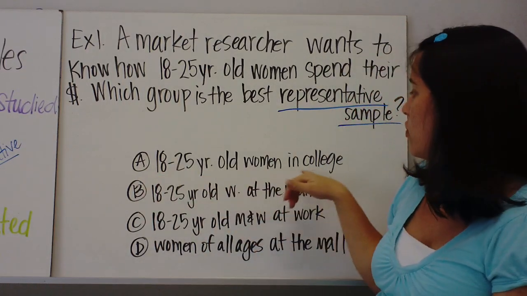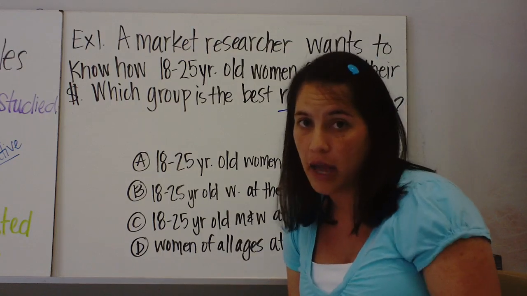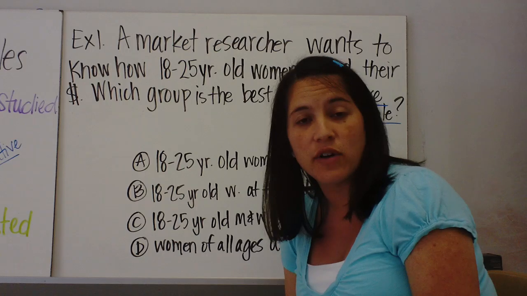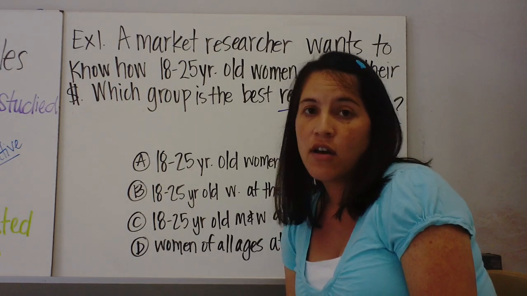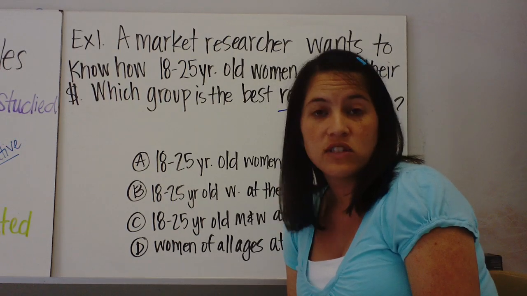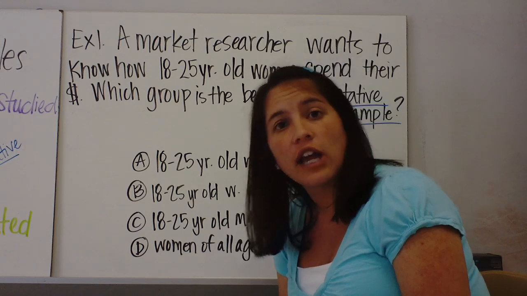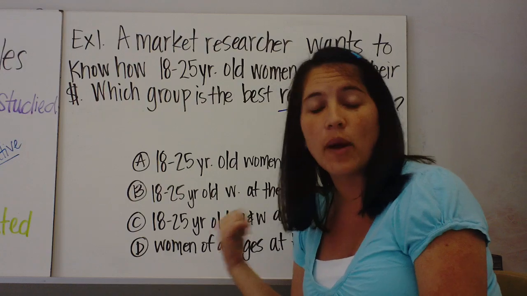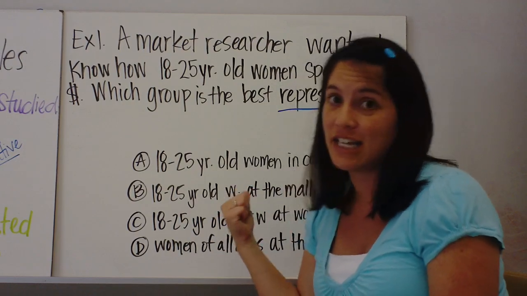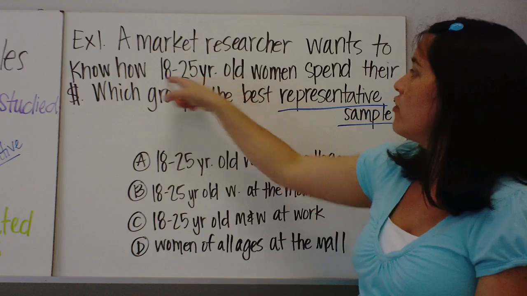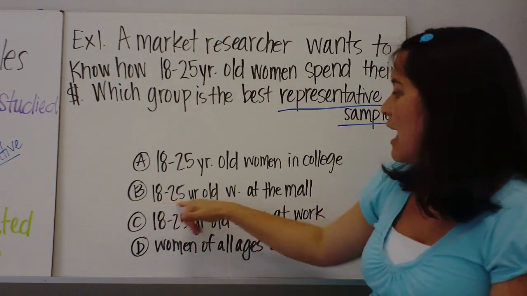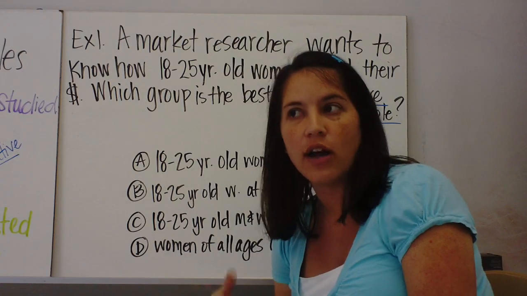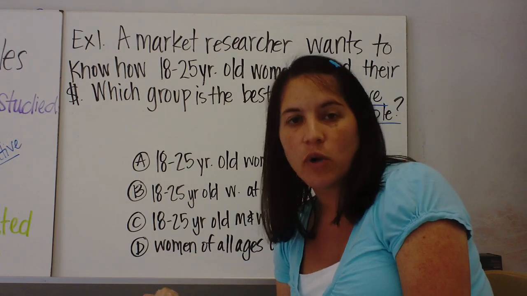A, 18 to 25-year-old women in college. Are all 18 to 25-year-old women in college? No. Some 18 to 25-year-old women are already working. Some are going to be at home. So you have to think, would that be a good representative of 18 to 25-year-old women? B, 18 to 25-year-old women at the mall. Okay, what kind of women go to the mall? 18 to 25-year-old women. Could they be working?